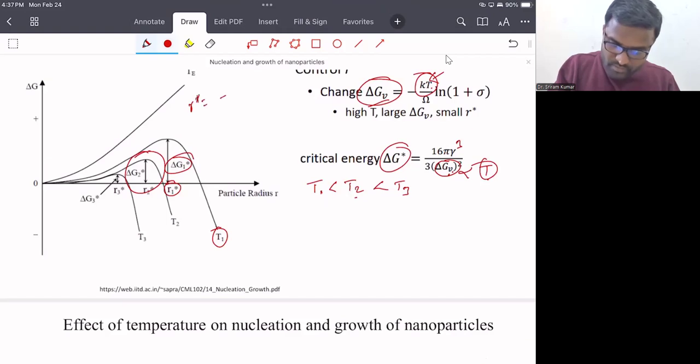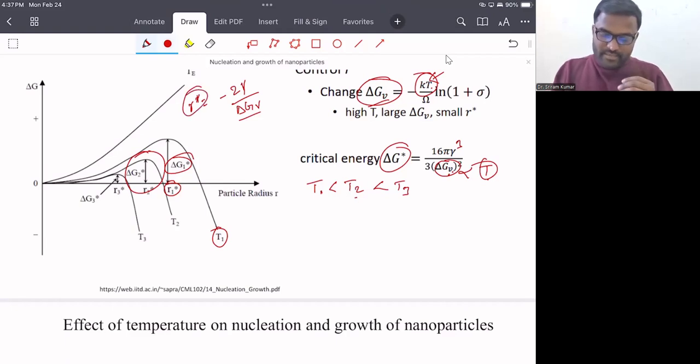r star is equal to -2 gamma by delta GV. If this value increases at higher temperature, what happens? There is a decrease in that radius, and that's why there is a shift from higher particle size to lower particle size. So if you increase temperature, there is a decrease in the size of the nuclei. Based on the size of the nuclei, we can control the size of the nanoparticle, and that is a very important finding.